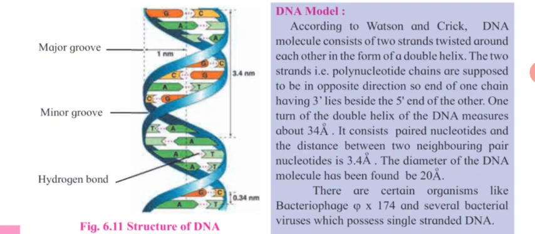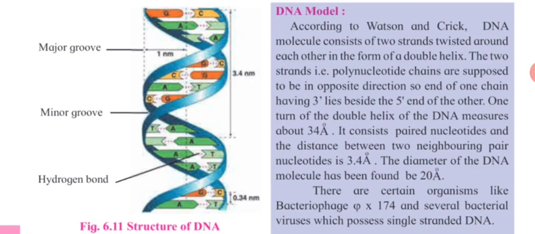Now look towards the right side where they have given some information about the structure of DNA. That structure or model of DNA was proposed by Watson and Crick. According to Watson and Crick, the DNA molecule consists of two strands which are twisted around each other and form a double helical structure. The two strands, that is polynucleotide chains, are supposed to be in opposite directions. So the 3' end of one chain lies beside the 5' end of the other chain.